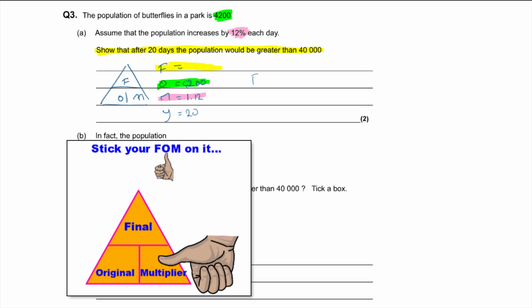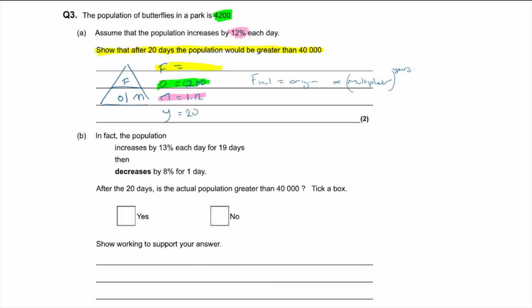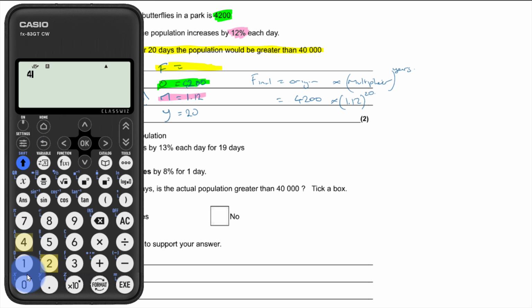Okay, so then final equals original times multiplier raised to number of years, or days in this case. So original is 4,200, the multiplier is 1.12, and the number of days is 20. Let's type that into the calculator: 4200 times 1.12 raised to the power of 20.